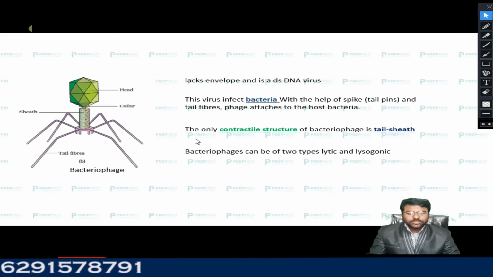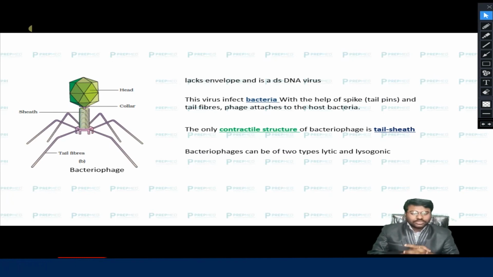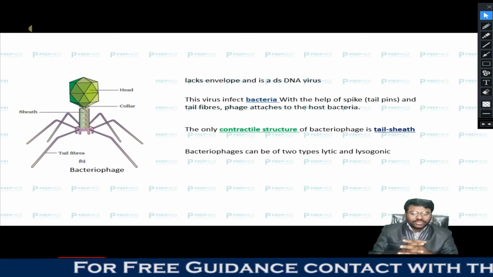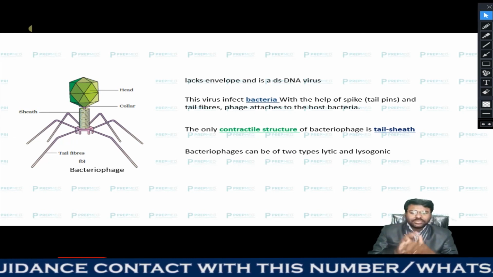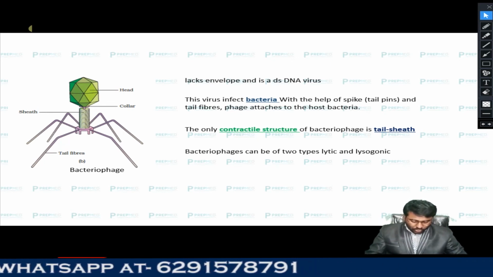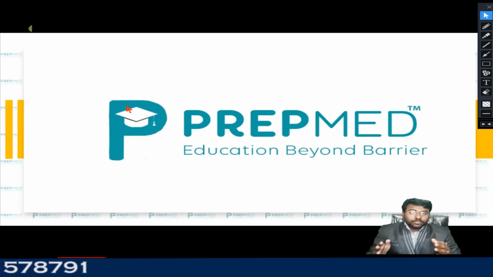Okay, and there are two life cycle phases. Number one is the lytic stage, and the other is the lysogenic phase. There are two life cycle phases present in the bacteriophage. So this is all about series 1.